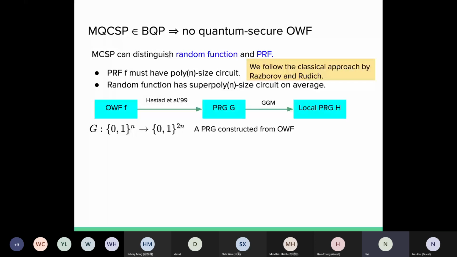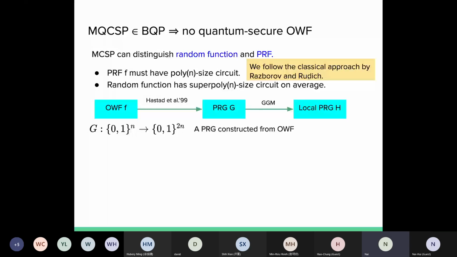So actually, it follows from a standard crypto framework showing that if you have a one-way function, then you can use this one-way function to construct a pseudo-random generator. And then if you have a pseudo-random generator, you can use the GGM construction to construct a local pseudo-random generator. Okay.